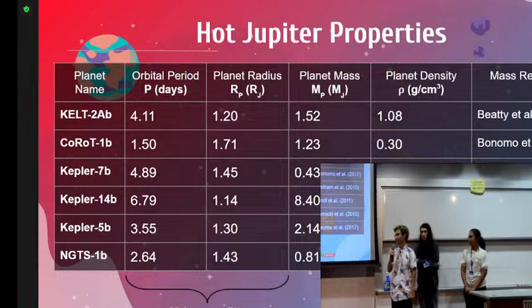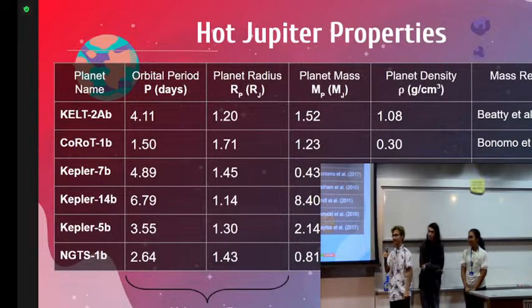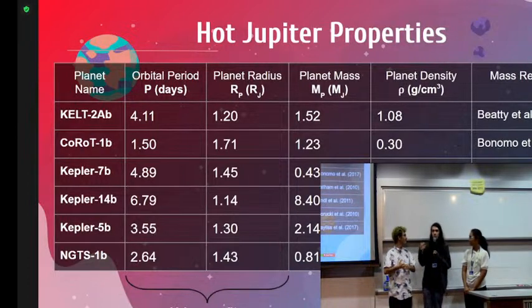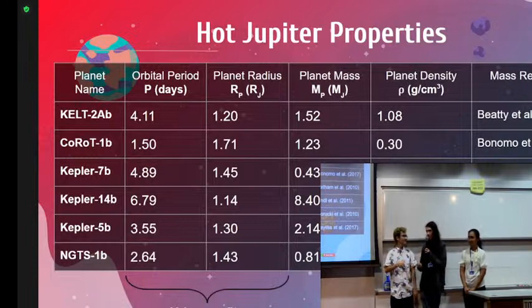What's the second most successful way to find exoplanets? That would be the radial velocity method. Repeat the question. The second most successful way of finding exoplanets is the radial velocity method.